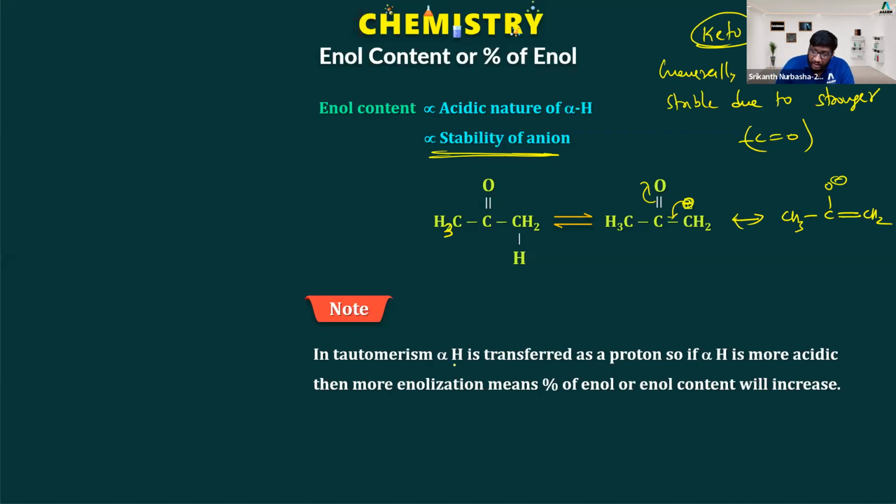In tautomerism, the alpha hydrogen is transferred as a proton. So if the alpha hydrogen is more acidic, then there is more enolization, meaning the percentage of enol content will increase. Whatever alpha hydrogen we are picking out, if that is more acidic, then the respective anion which is formed is more stable, obviously. If the anion is more stable, then enolization happened greatly, and then we can say the percentage of enol is high.